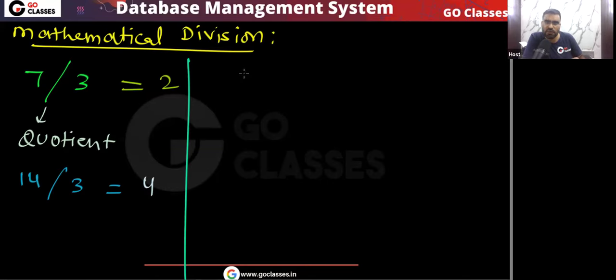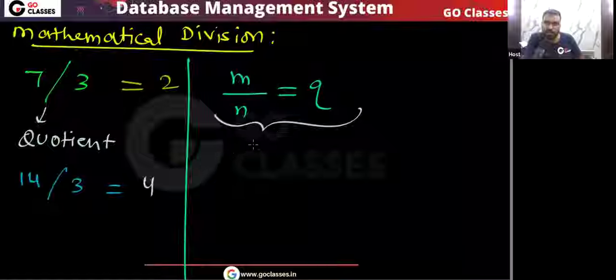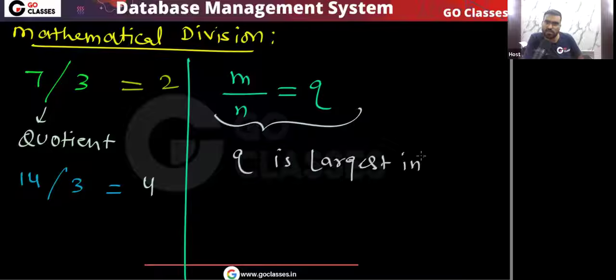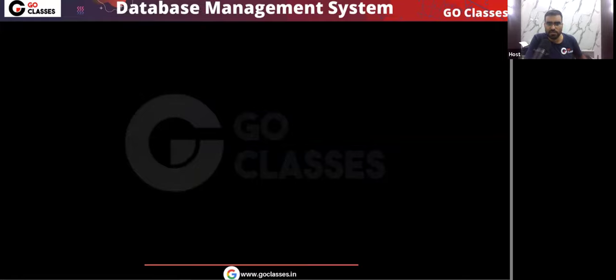If I have some numbers, let's assume m divided by n is equal to quotient q, then what is this quotient q? When this happens, it means q is the largest integer such that n q is less than or equal to m. Do you agree with me? Here 2 is the largest integer such that 3 multiplied by 2 is less than or equal to 7. Did you understand? Very simple point.